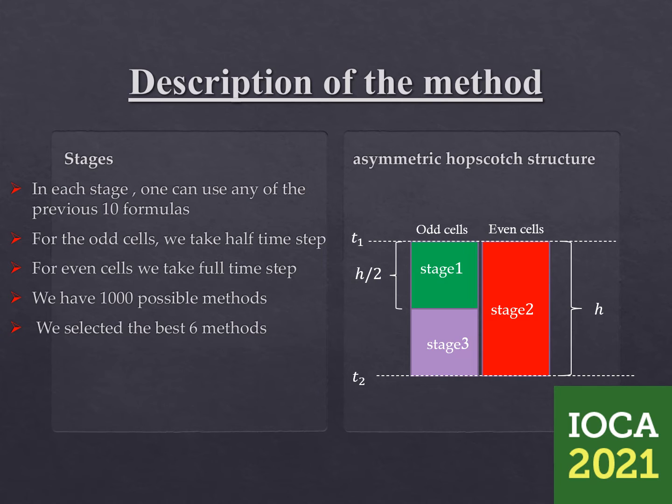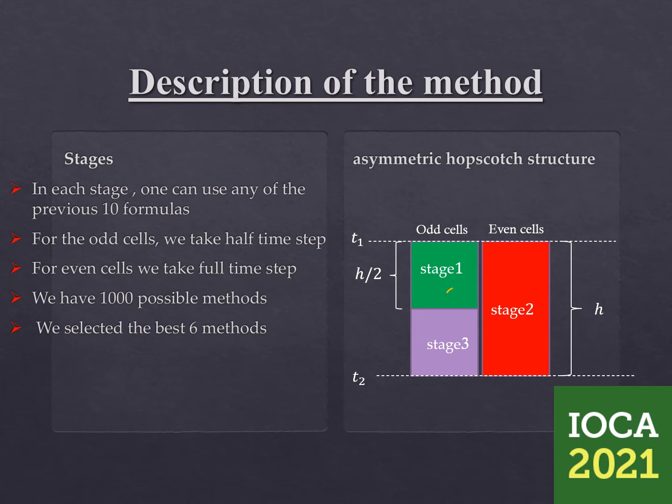After I introduce the formulas we used in our method, I can show you briefly the structure of our method. We classify the cells of the space domain into odd cells and even cells. Our method contains 3 stages. In the first stage, for odd cells, we take a half time step, and then we calculate the temperature at the end of this half time step using one of the previous formulas.